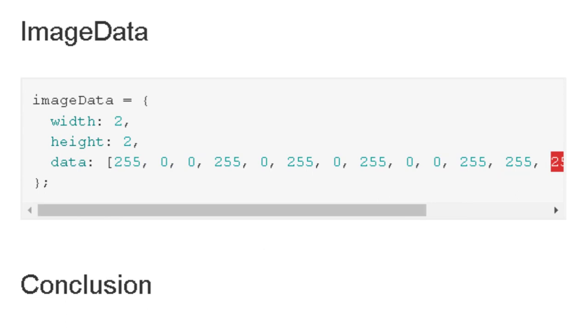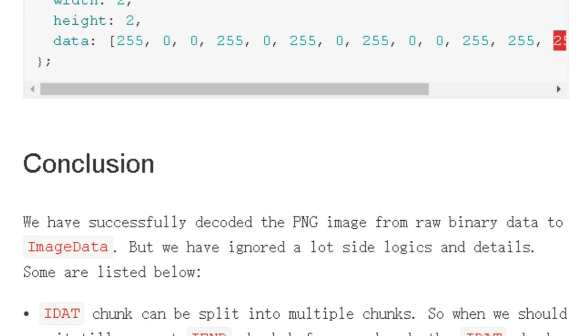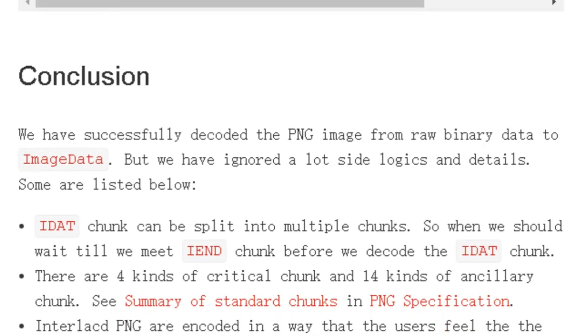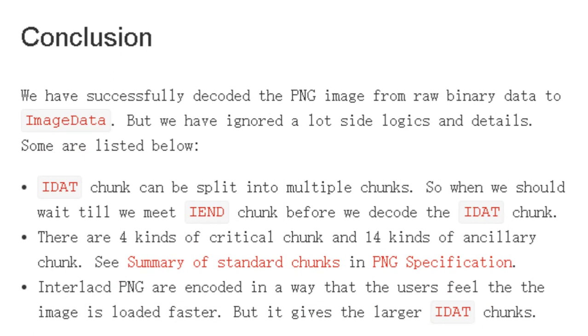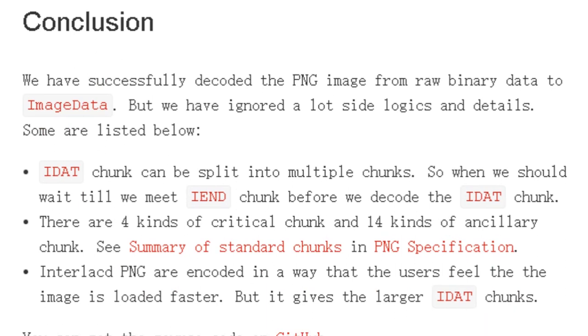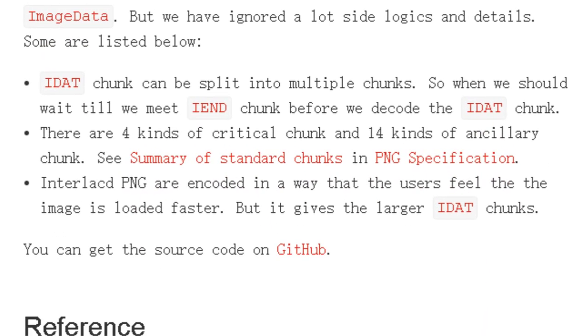Okay, so conclusion. We have successfully decoded the PNG image from raw binary data to image data, but we have ignored a lot of side logic and details. Some are listed below. Bullet point, the IDAT chunk can be split into multiple chunks, so we should wait till we meet the IEND chunk before we decode the IDAT chunk.